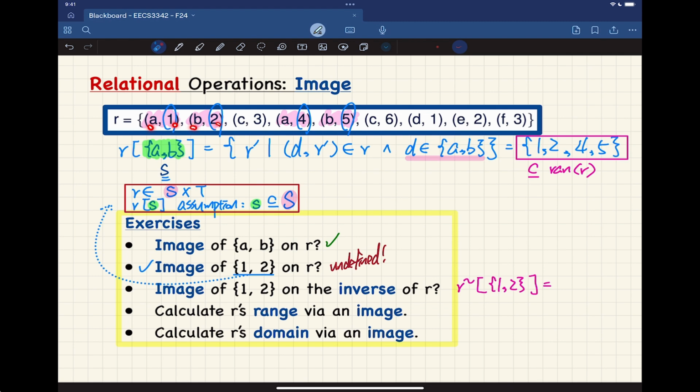1A, 2B, 3C, 4A, etc. Right? That's R inverse. We know how to calculate it. But now the image is on 1 and 2. Select all the pairs where it involves 1 and 2. It will be this one, this one, this one, this one, right? 1, 2, 1, 2. I hope I didn't miss anything, right? And then what will be the corresponding range value for the inverse? It will be ED, AB, ABDE.